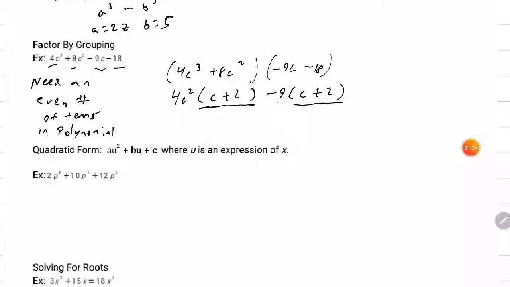That means we can do this. So this is the same thing as saying 4c squared apples minus 9 apples is the same thing as 4c squared minus 9 apples. They both share a c plus 2, so I can combine my 4c squared minus 9 and then multiply it by c plus 2.